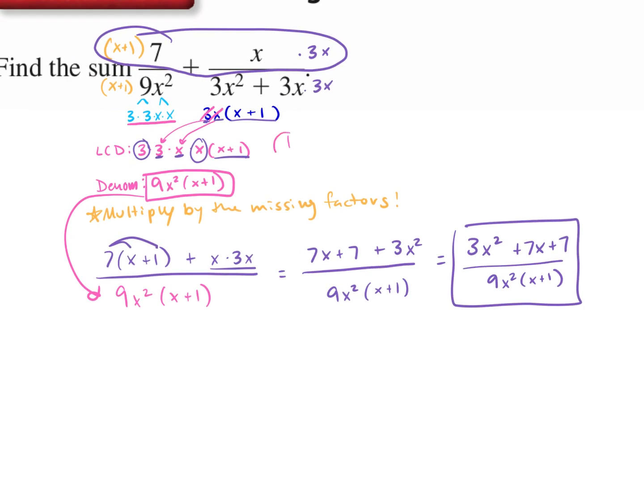So the first step is to find the least common multiple or the least common denominator, which is the same thing. So that would be our denominator. Then we have to multiply by the missing factors. So step 2 is multiply by the missing factors. Step 3 is to add together.